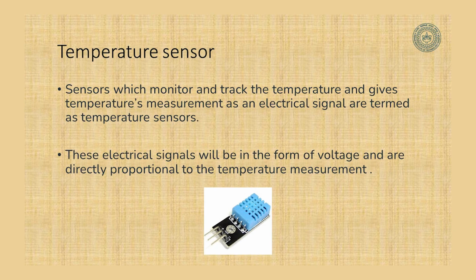Then you have temperature sensors. I have got a few of these. Okay. These are devices which monitor and track the temperature and give the measurement as an electrical signal. These signals will be in the form of a voltage and they are directly proportional to the temperature measurement. So, depending on the temperature you get a voltage and then you convert that into your temperature measurement. You get a voltage as the output from the sensor, and that goes into your microcontroller board and you process that to tell what is the temperature of the environment.